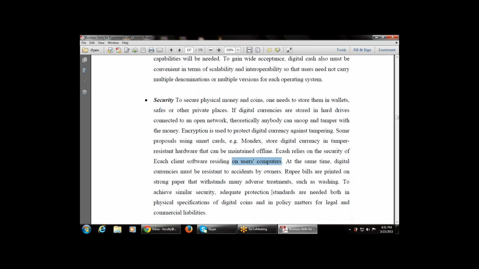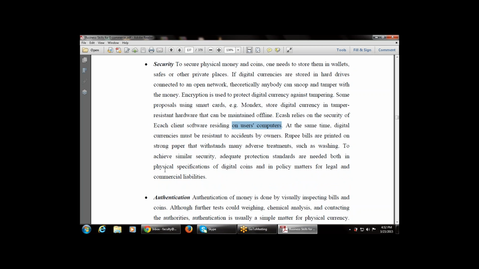So this is one of the important features, that the e-payment system must include security, so that the information or the payment is secure over the internet. How is it secure? By using the encryption method. So this says, to achieve similar security, adequate protection standards are needed both in the physical specification of digital coins and in policy matters for legal and commercial liabilities.